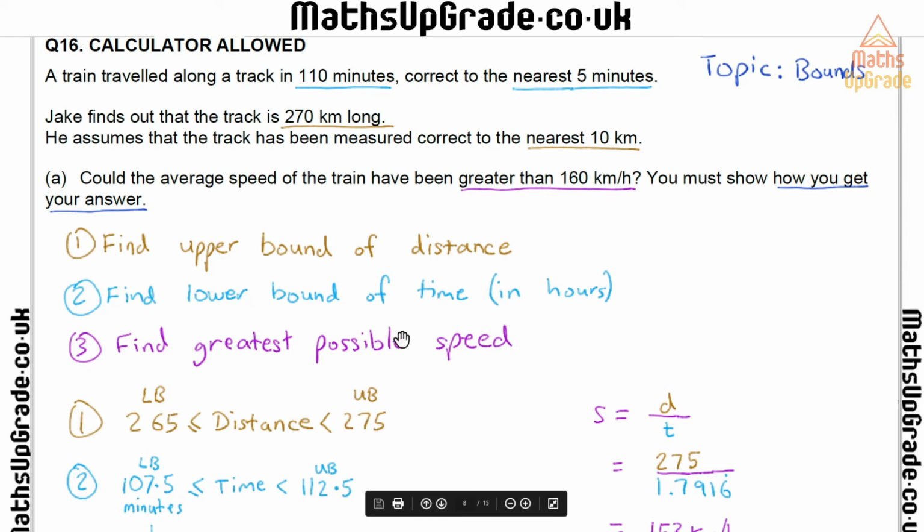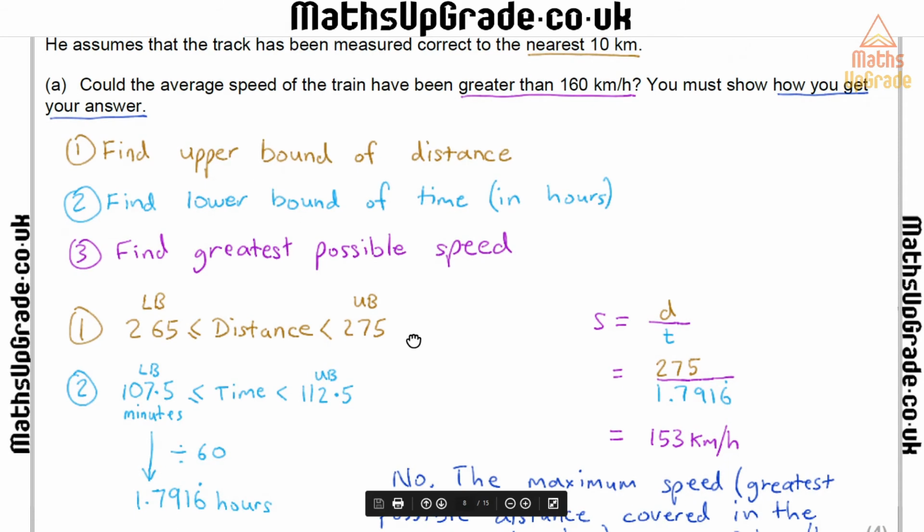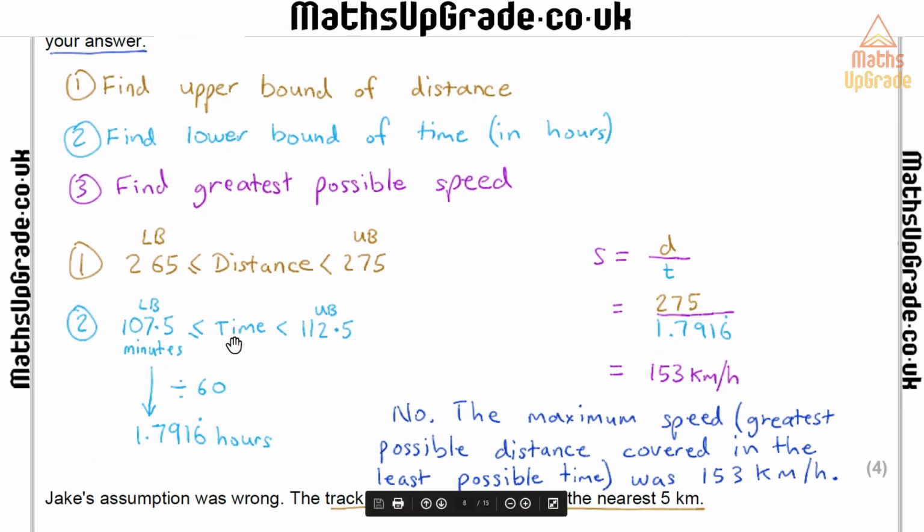Now, to find the greatest possible speed, we need the lower bound of the time. Since the time has been measured correct to the nearest 5 minutes, the lower bound is going to be 107.5 minutes. To turn that into hours, which is what I need, I'm going to divide it by 60 with the calculator, which is 1.7916 recurring.